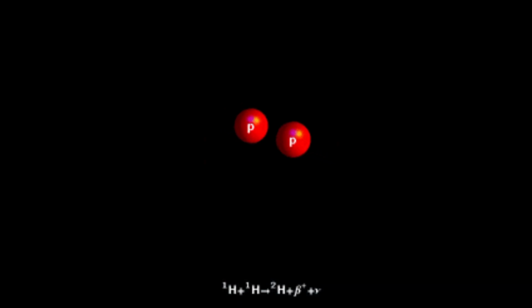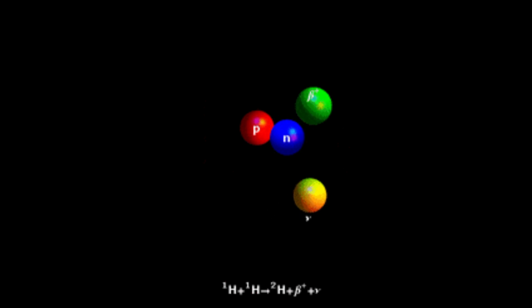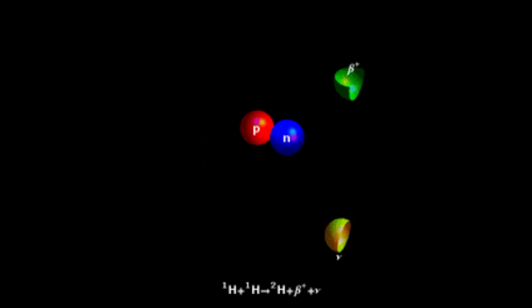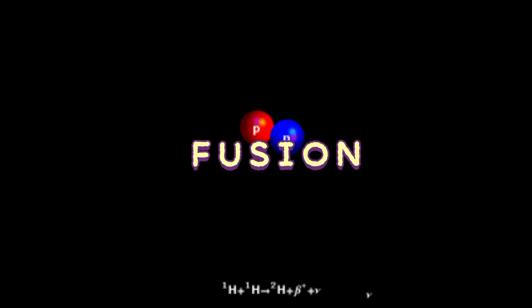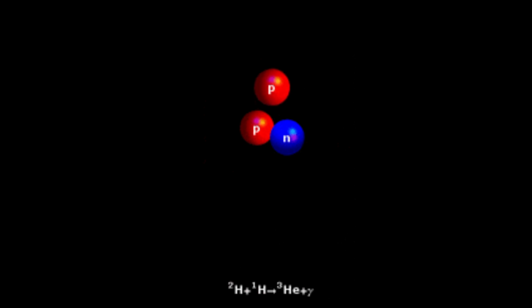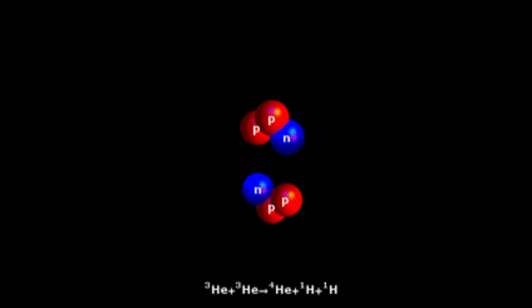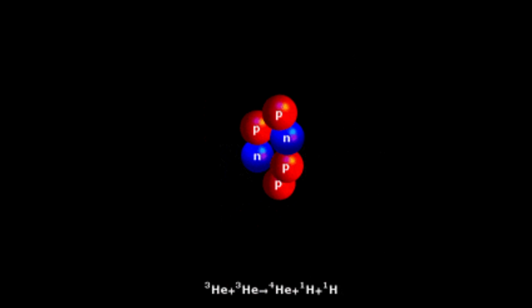On the contrary, the colliding of two atomic nuclei is known as nuclear fusion. The similarity between fission and fusion is the release of energy in the form of radiation. The following reaction in the video explains the fusion of two helium-3 atoms to form helium-4, with the release of two hydrogen atoms.